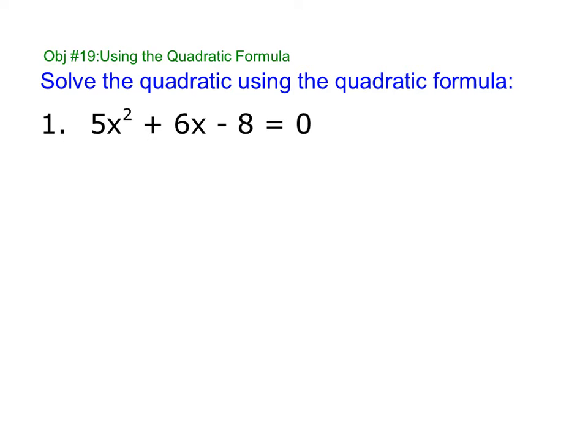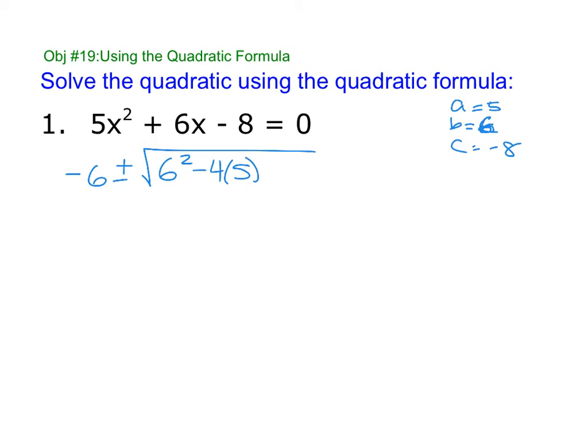Okay, so let's practice. So pause and try this one on your own. So in this case, my a is 5, b is 6, and c is negative 8. So, negative 6 plus or minus the square root of b squared minus 4ac all over 2a. All right, and this is what x equals.